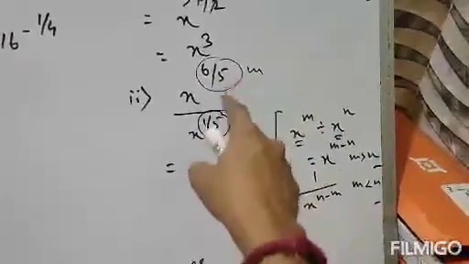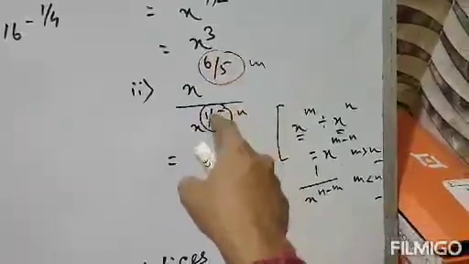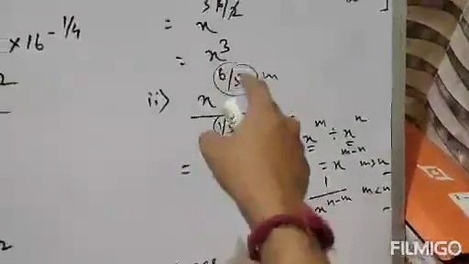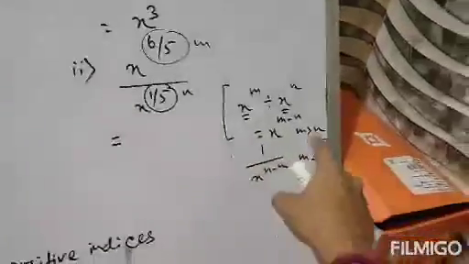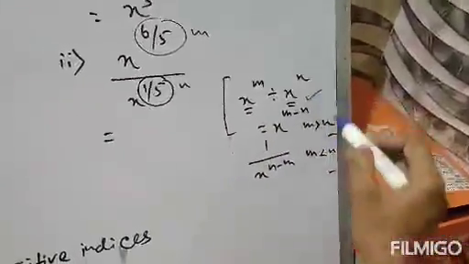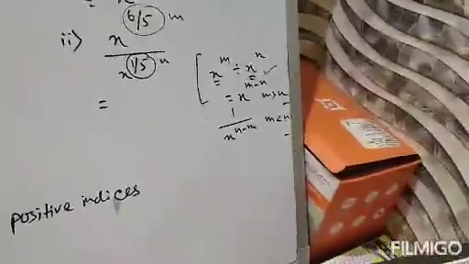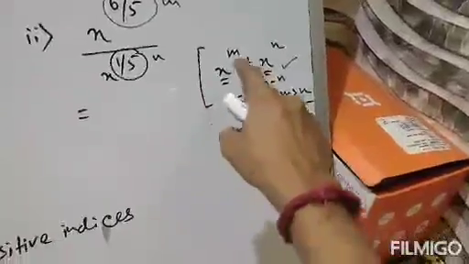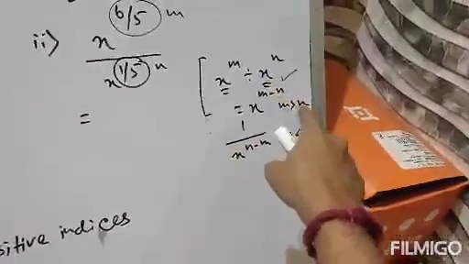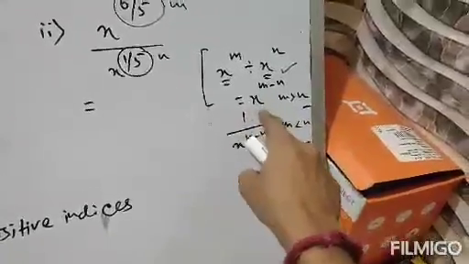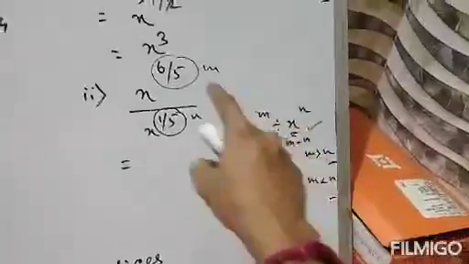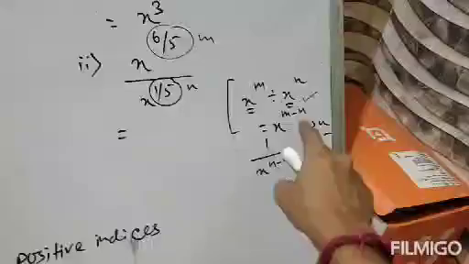Here denominators both are 5, but here the numerator is 6 and here the numerator is 1. So clearly 6 by 5 is greater than 1 by 5. That means m is greater than n. So the formula will apply. If the power m is greater than n, then the formula is this, and if m is less than n, then the formula is this. As here m is greater than n, we'll apply this formula.